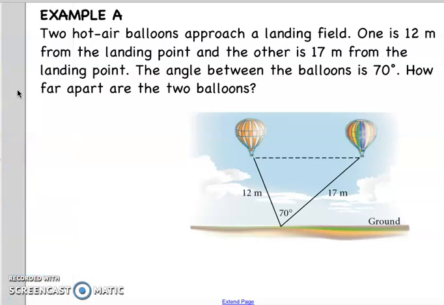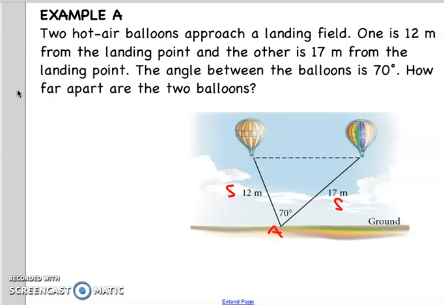If you take a look at just the picture, you've got some hot air balloons. They're approaching a landing field, 12 meters and 17 meters from the landing point. The angle between them is 70 degrees. How far apart? So I think you would all agree we want to find this side. That's the dashed line. And I think you would all agree that we have side, angle, side.